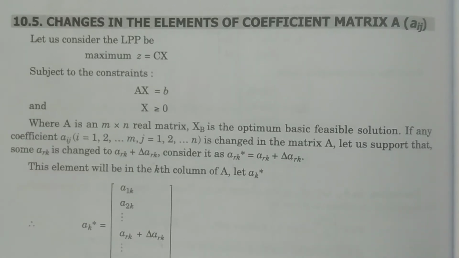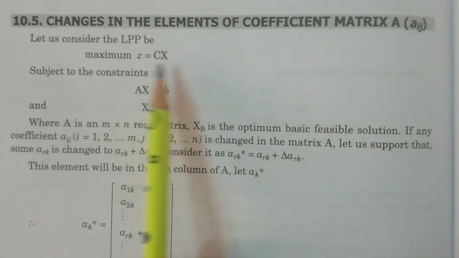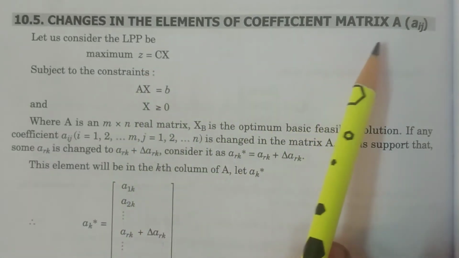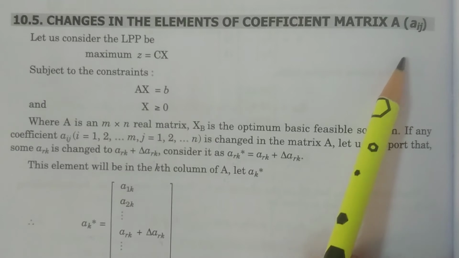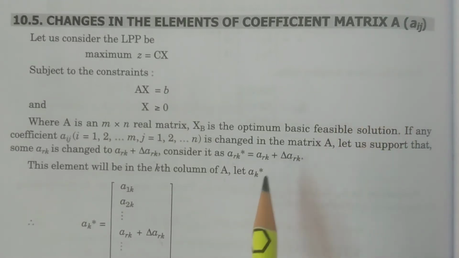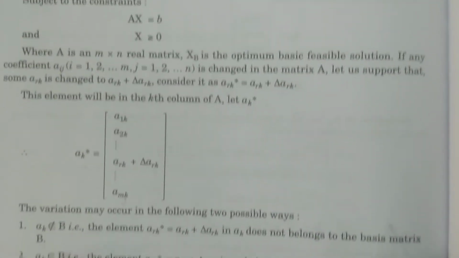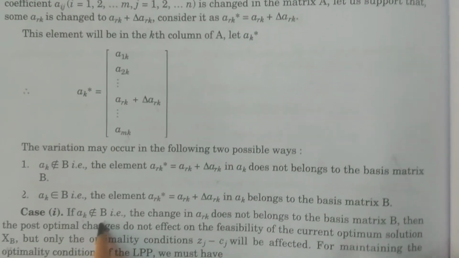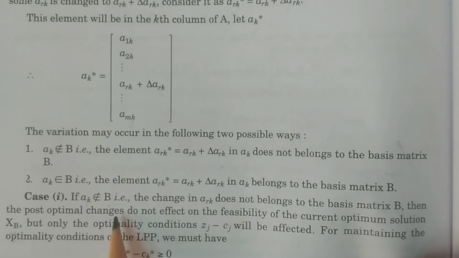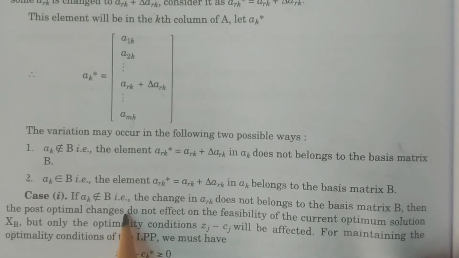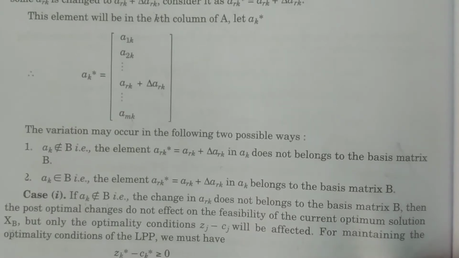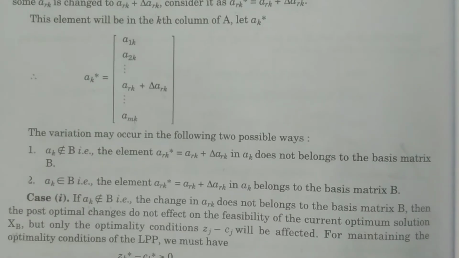So in this class, I explain the changes in the elements of coefficient matrix Aij, in which we have already discussed case 1. That is, case 1 is if ARK does not belong to B. This is case 1. I have explained this. We have discussed this one in the previous class. And now I discuss case 2.